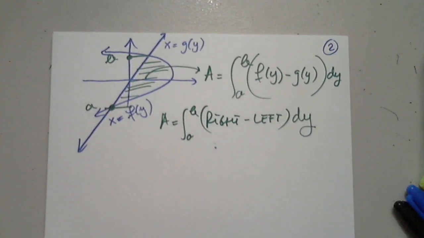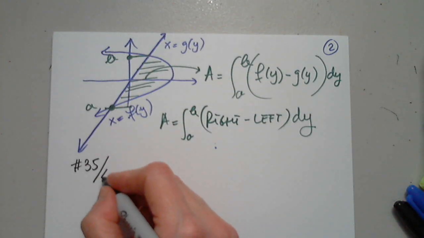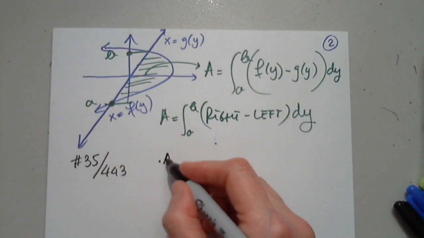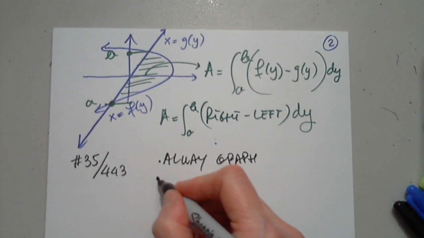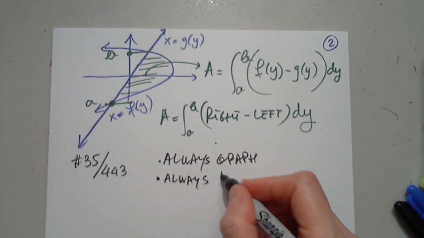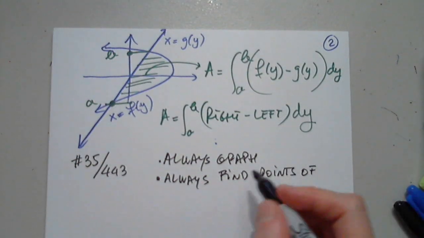Okay, so let's take a look at, I'd like to start with number 35 on page 443. We always have to graph, always graph. Always find points of intersection.